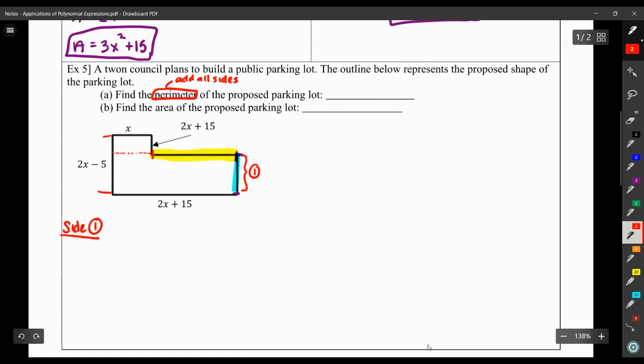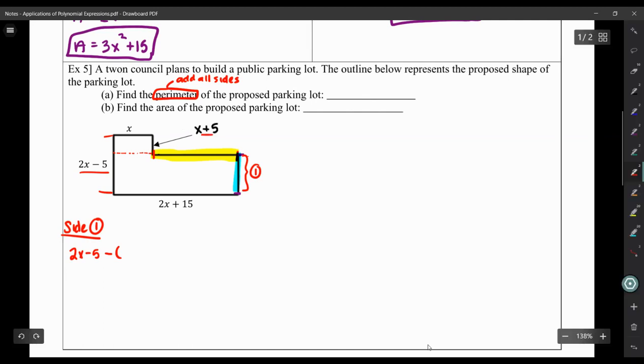So to figure out side 1, I'm going to have to take the 2x minus 5 and subtract this x plus 5. That will give me the remaining piece here in blue. So distribute the negative, so we get negative x minus 5. And we're going to combine like terms. So 2x minus x is an x, and negative 5 minus 5 is negative 10. So this side right here where my number 1 is, which I will now erase and make a little smaller, is x minus 10. So that's side number 1.